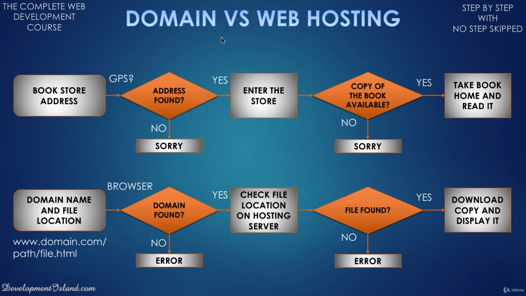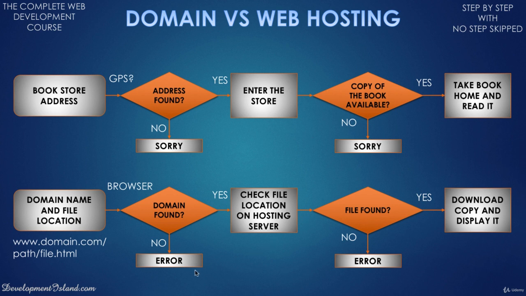So when somebody types a URL with your domain and a path to a file, the browser is going to look for the domain first and then look for the file afterwards in the web hosting. Now, you may buy a domain from one company and web hosting from another. That's absolutely fine. All you need to do is make sure that you point your domain to the web hosting you're going to be using by using the name servers, and that's something we're going to come back to in a bit.